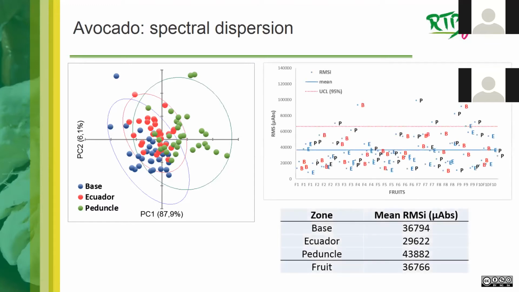If you look at all the RMSE, so root mean square individual value, for all the 90 spectra, for all the zones and all replicates per zone, we can see here that there is a trend to be constant in repeatability. And sometimes some samples are out, like we can see in the PCA analysis. And we can see from this graphic that peduncle replicates present higher variability. And here are the mean values for each zone for the calculated root mean square.